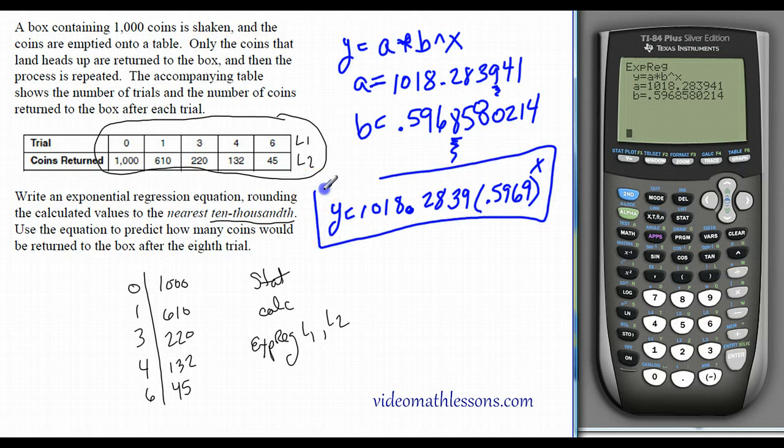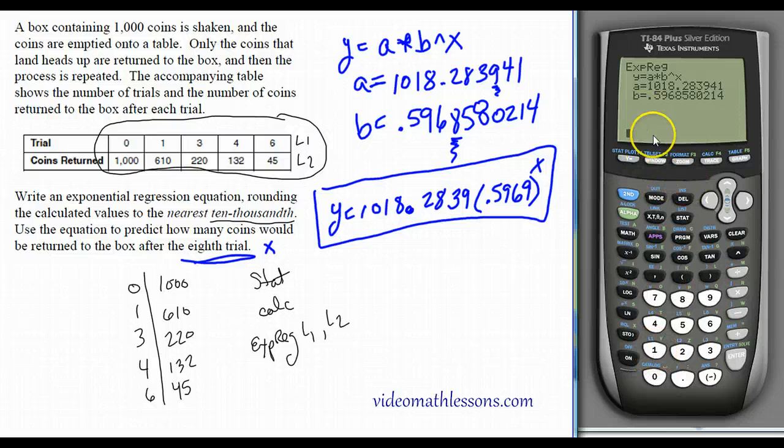Now the second part says this. If you're going to do this, how many coins would you expect after 8? Well, that means this x value equals 8. What we're going to do is type in an 8 for this number and punch this in, and I would expect it to be lower than 45 if we did this correctly. This number should be lower than 45. If you type this in at 6, it won't be exactly 45, but it'll be kind of close.